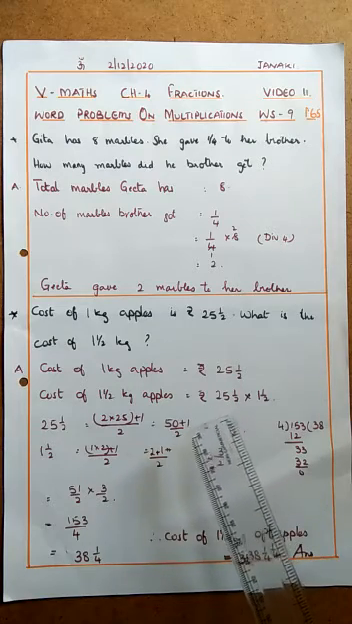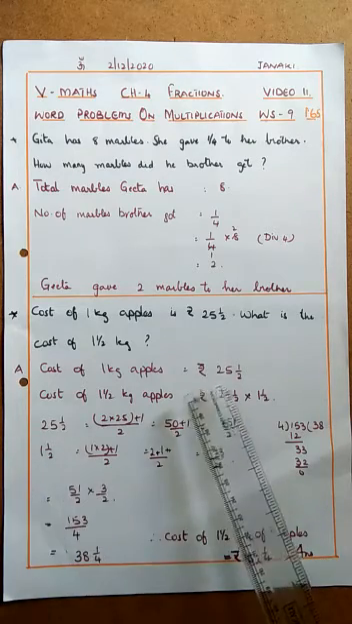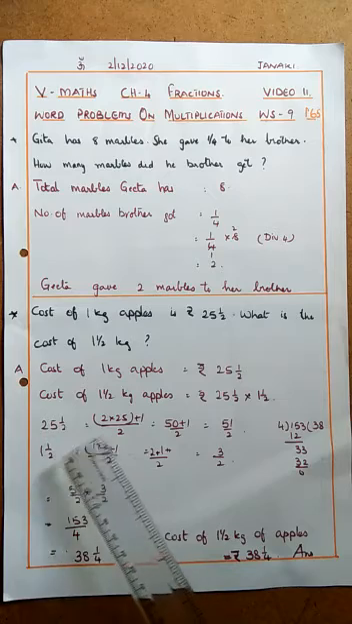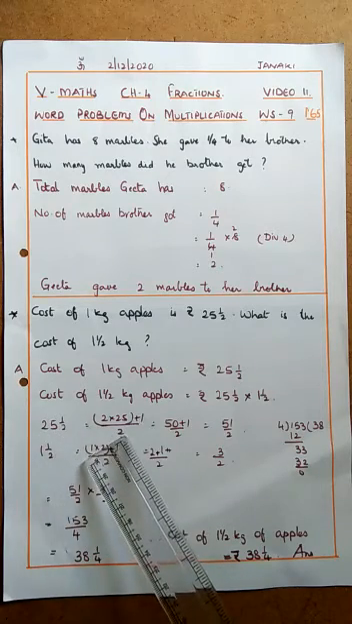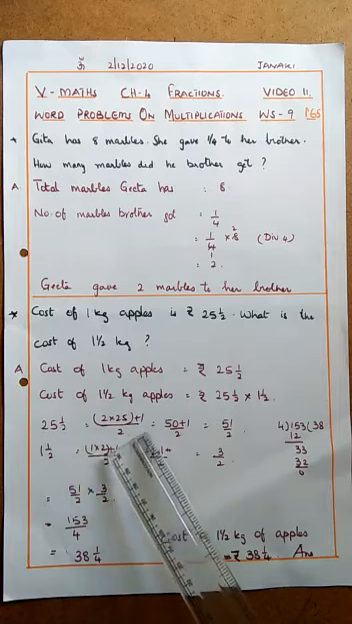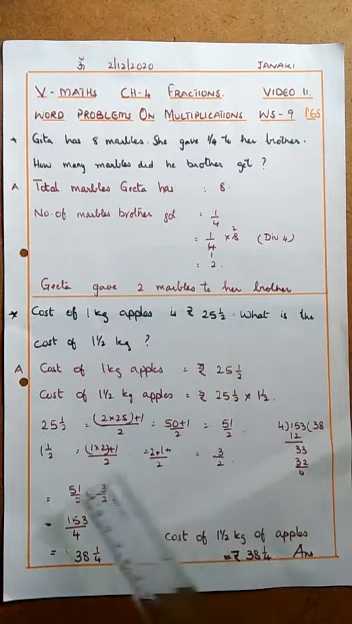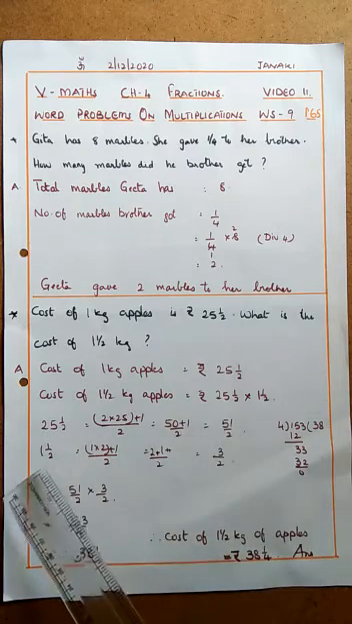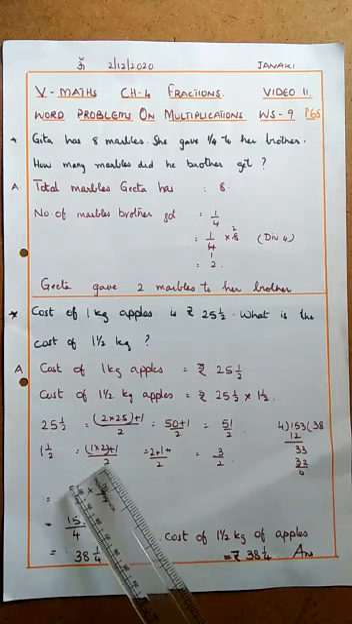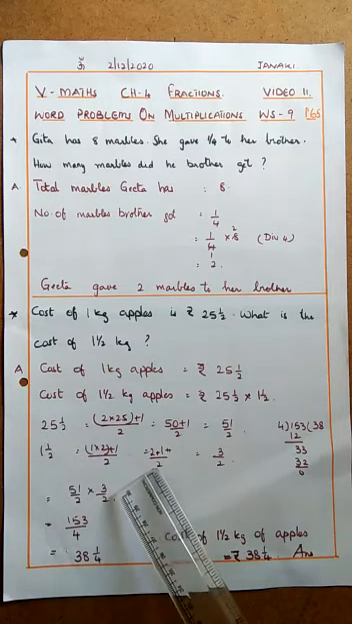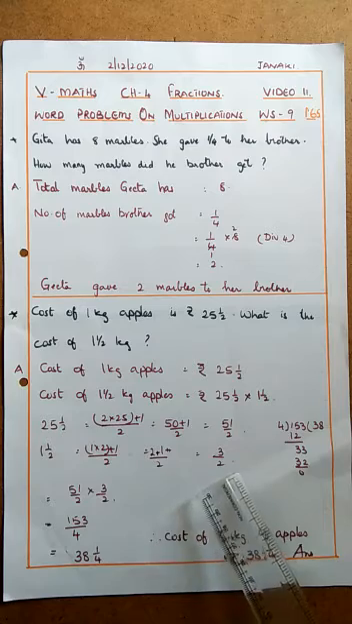So let us convert them into improper fractions. So 25.5 can be done as 2 into 25 plus numerator 1, by 2. So 25 2s are 50 plus 1, 51 by 2. Now convert 1.5 into an improper fraction. So 1 into 2 plus 1 by 2. So 2 plus 1 by 2 gives you 3 by 2.